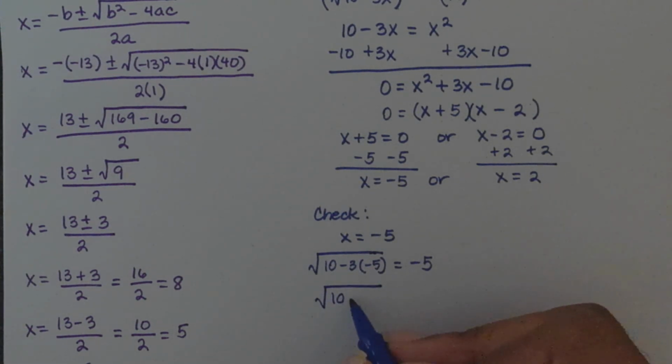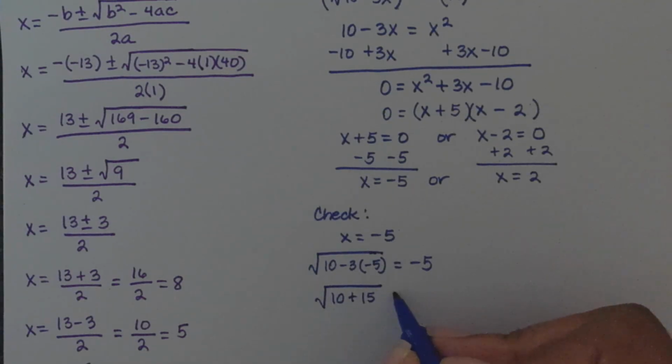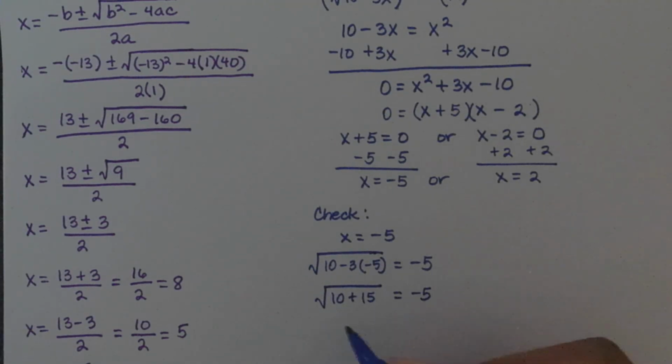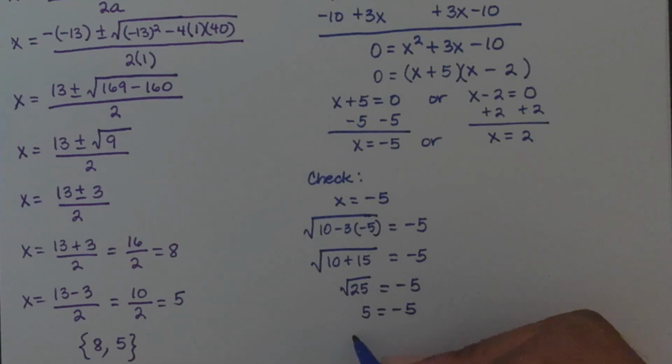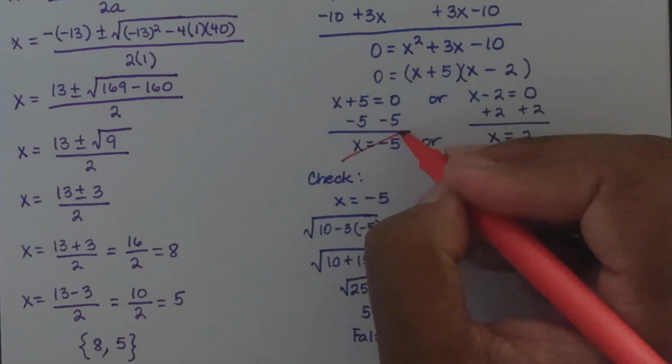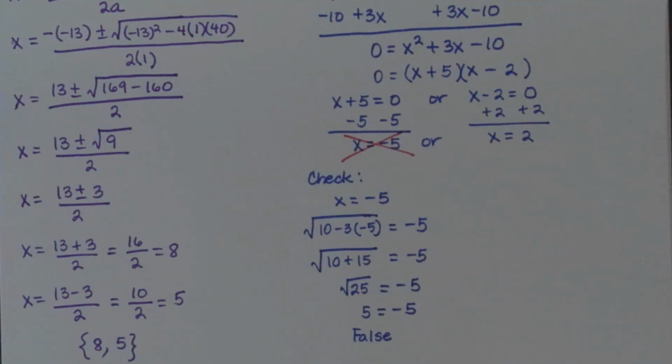Minus 3 times a negative 5 will be a plus 15. 10 plus 15 is what? 25. And the square root of 25 is 5. Does 5 equal negative 5? No. So we came up with a false statement, which means that x equal negative 5 is our extraneous solution, so we can cross that out.